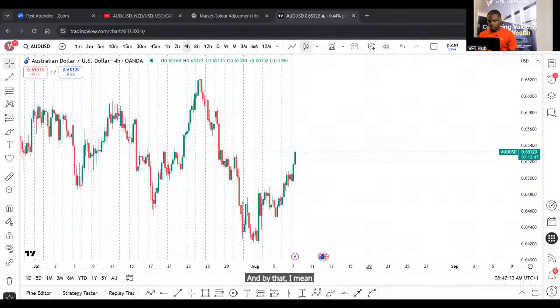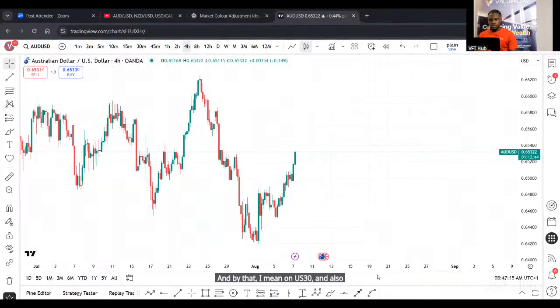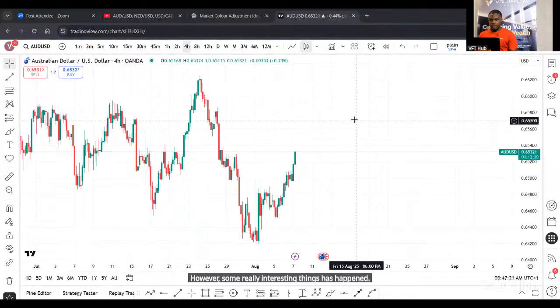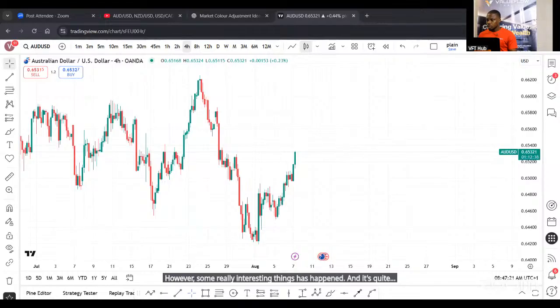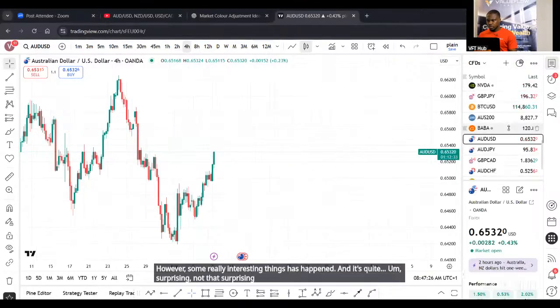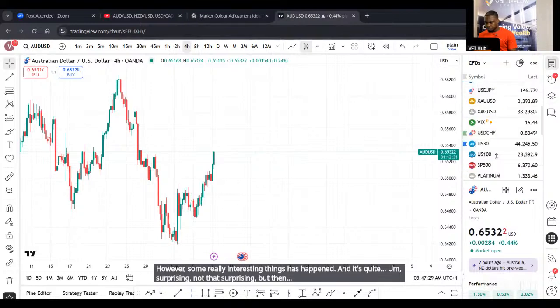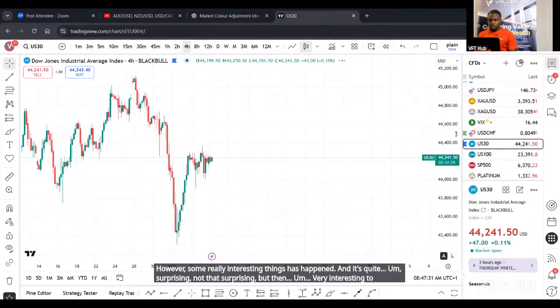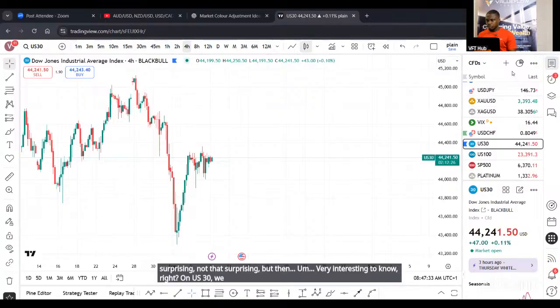All right. So on Tuesday, we had some levels that we marked out, anticipating their movements to the upside. And by that, I mean on US 30 and also some analysis on US 100. However, some really interesting things have happened, and it's quite surprising. Not that surprising, but very interesting to know, right? On US 30, we had some markups that we had earlier.